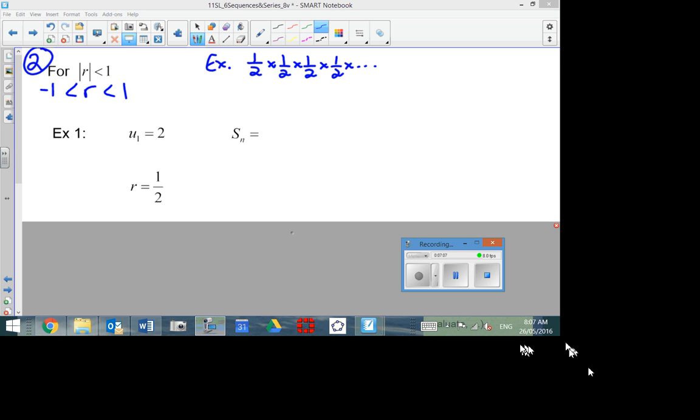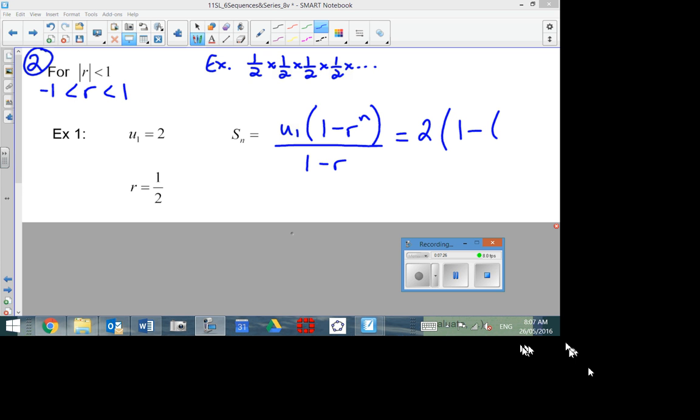Let's take, for example, u sub 1 is 2, and our ratio is 1/2. The series formula that we'll use is u sub 1 multiplied by 1 minus r to the nth power, divided by 1 minus r. So if I substitute in my values, my u sub 1 is 2, 1 minus my ratio of 1/2 raised to the nth power, and I divide by 1 minus 1/2. Let's go ahead and simplify this down.